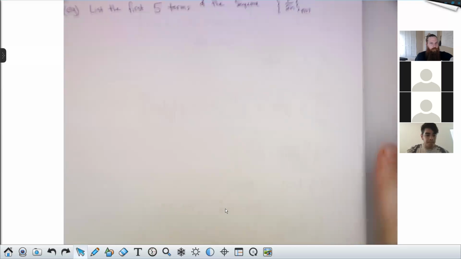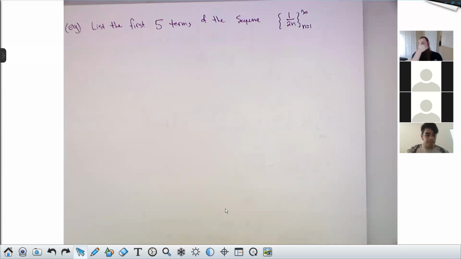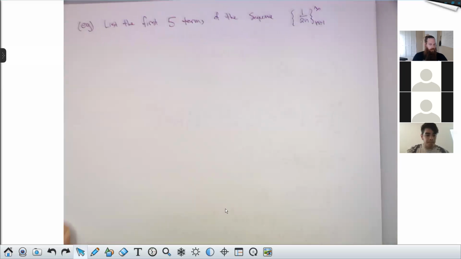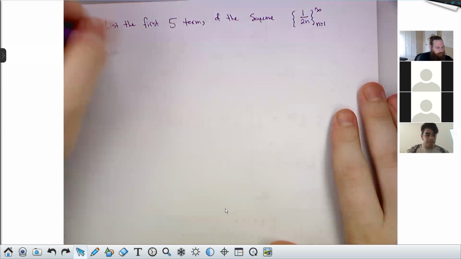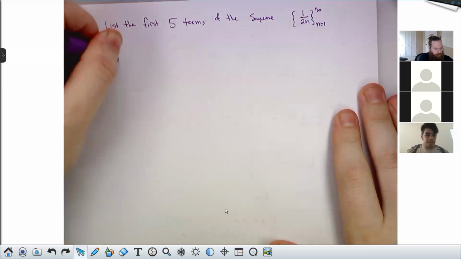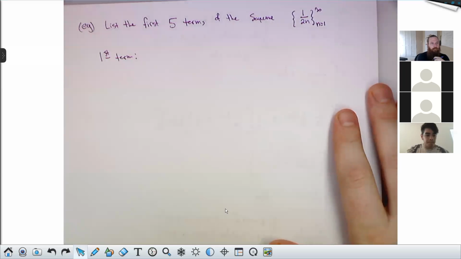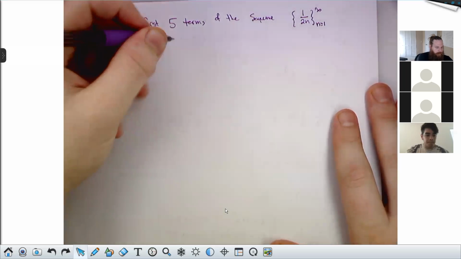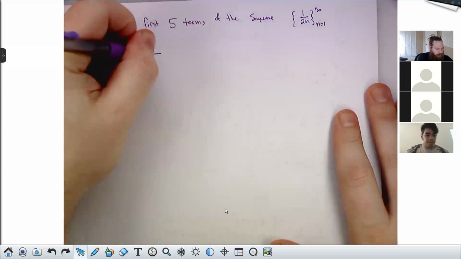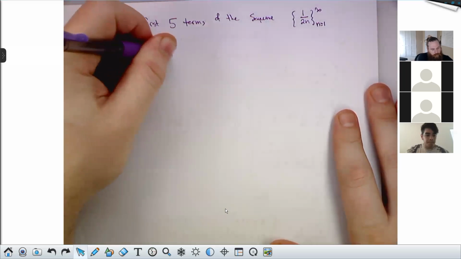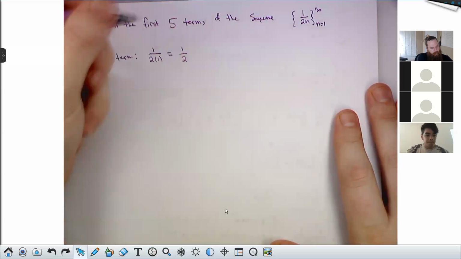So let's list the first 5 terms of the sequence curly braces 1 over 2n, n from 1 to infinity. What is the first term? Good, 1/2. I get that by plugging in the input 1. So it's 1 over 2 times 1, which is just 1/2. The second term?